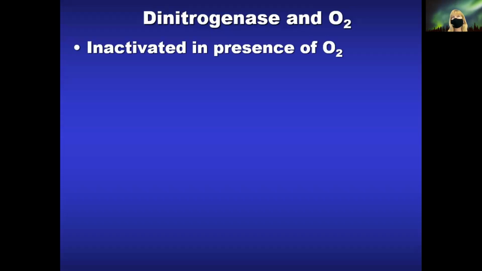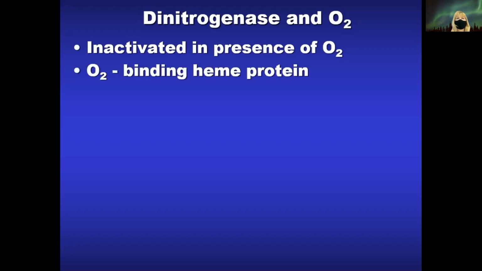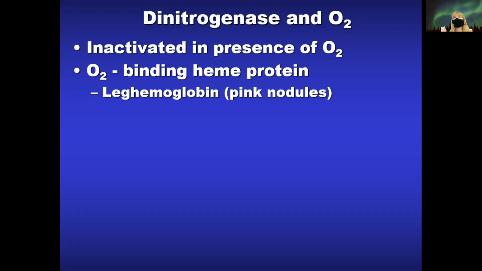Well, obviously they figured something out to deal with this, because we still see plenty of nitrogenase function going on. So somehow they've dealt with this. Well, they have. In this partnership, when you have the rhizobia bacteria, in concert with the plant, it's a partnership effort here. They create this oxygen binding protein, a heme protein. It's a multi-subunit protein, and it's called leghemoglobin.